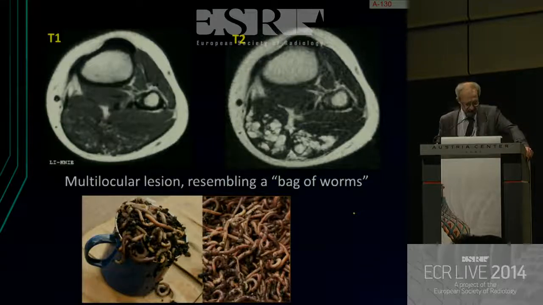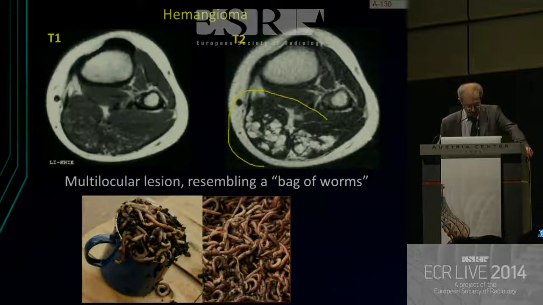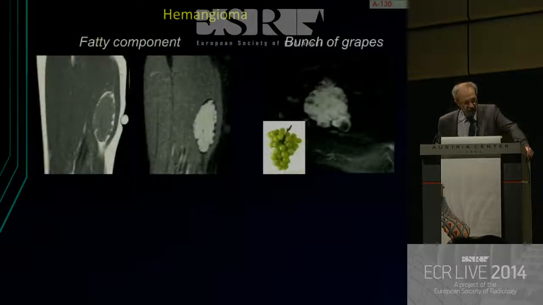So when you see this in a T2 lesion, you should think of a hemangioma. But I see you don't like a bag of worms, so I have a bunch of grapes for you. So here you see a bunch of grapes, high signal intensity with some phleboliths. So that's typical for a hemangioma. And you should look for fatty strands, which are also typical for cavernous hemangioma.